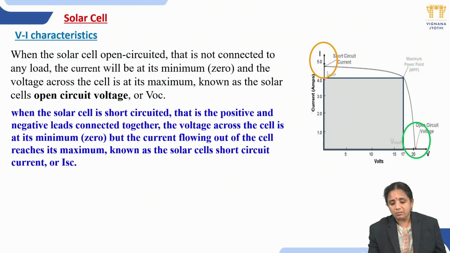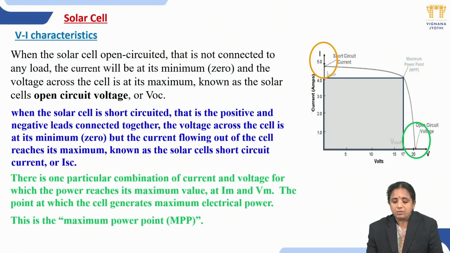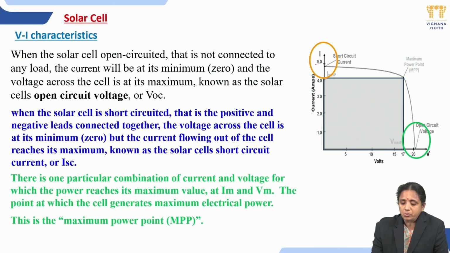Now, as I told you, when this is not connected to any load, at that point of time the current will be minimum or 0. Practically, we will look at it as a 0 value, and the voltage will be maximum. And when the solar cell is short circuited, then the positive and negative ends are connected to each other. The voltage across the cell is at its minimum, and the current flowing out of the cell reaches its maximum. So these are defined as the short circuit current and open circuit voltage values.